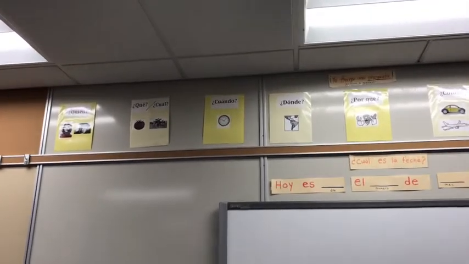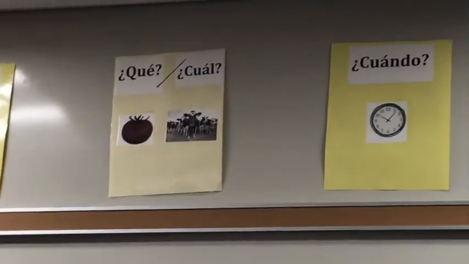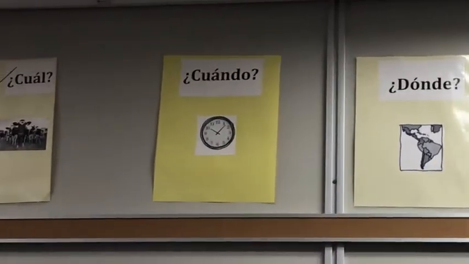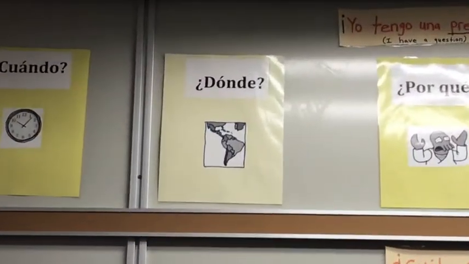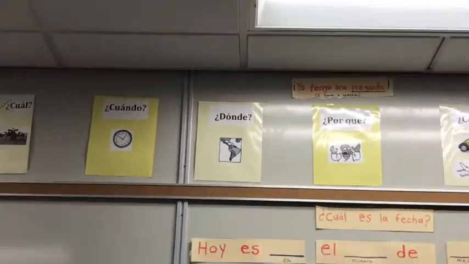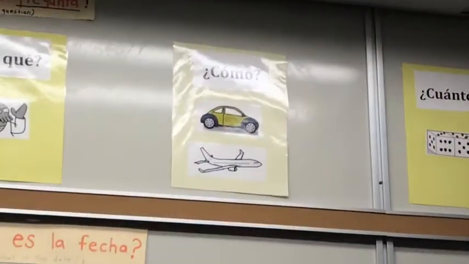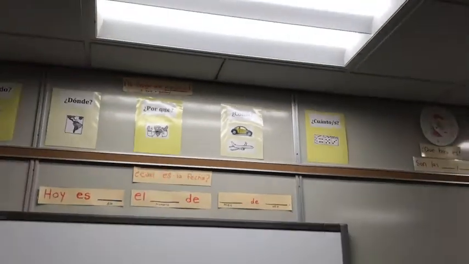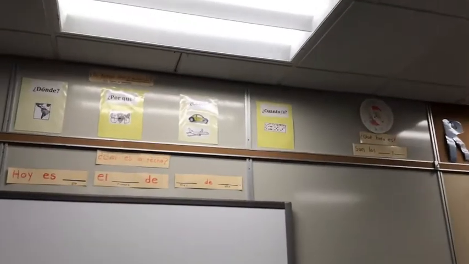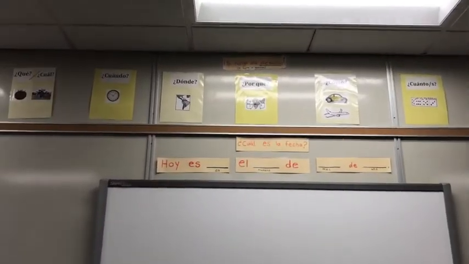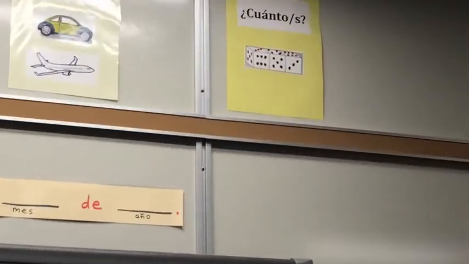For example, ¿cuál es tu comida favorita? What is your favorite food? ¿Cuándo tienes la clase de matemática? O ¿cuándo es tu cumpleaños? ¿De dónde eres? O ¿dónde vive tu tío? ¿Cómo estás? O ¿cómo te llamas? ¿Cuántos años tienes? Or ¿cuántos hermanos tienes? Not how old are you, but how many years do you have? Or, for example, how many siblings do you have? ¿Cuántos hermanos tienes?